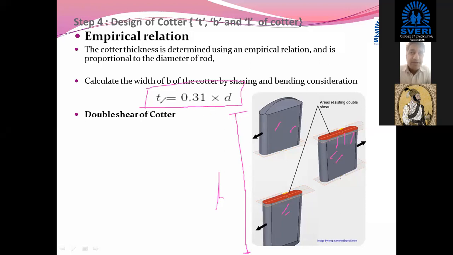So when we are going to consider this pin, from the empirical formula directly you can calculate T, and later on you can check it for the shear as well as for the crushing stress. Okay, so you can use this formula, or directly you can put the values of allowable shear stress and applied load, and you can calculate this area. Okay, and from that you can calculate thickness.